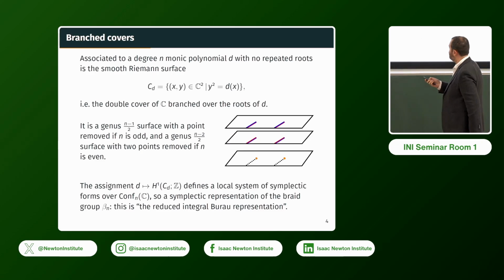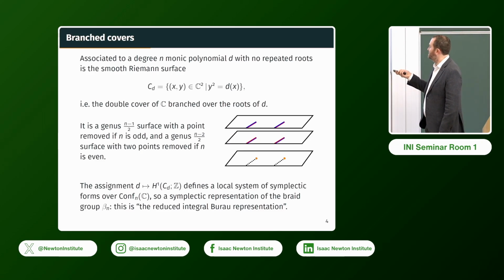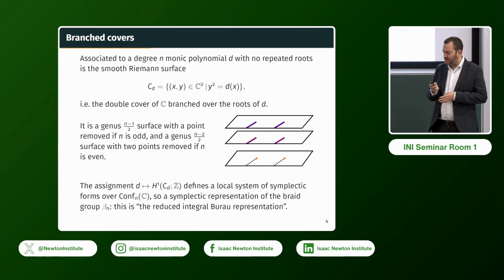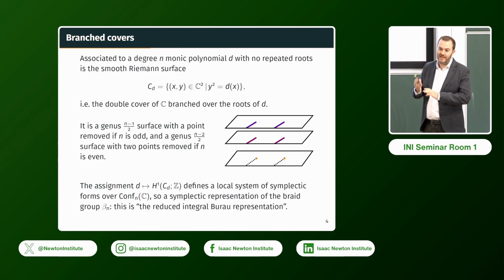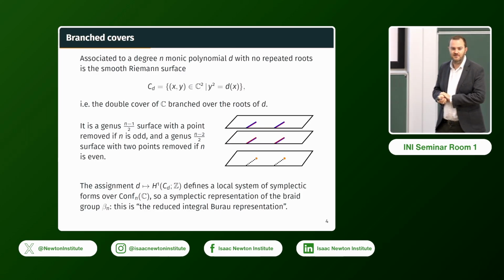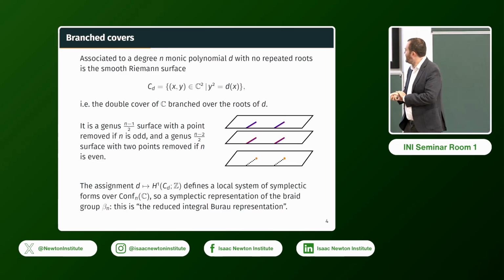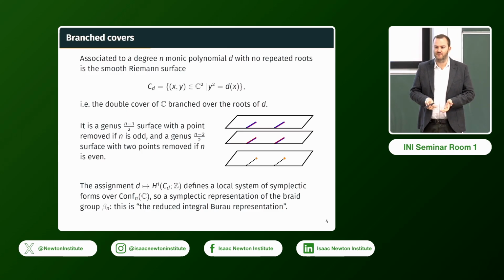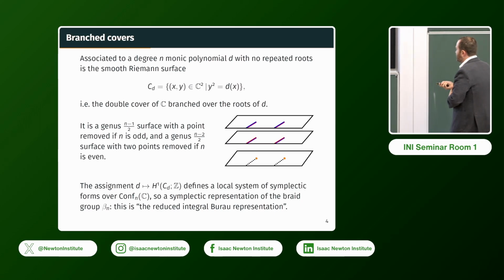So that gives me, for every point d, so d is a point in the space of polynomials, an abelian group. But because it's the first cohomology of a surface, it has a bit more structure. It has a so-called symplectic form on it. Intersecting or taking cup product of things on the surface gives a skew-symmetric form on this abelian group. So what I have is a local system of symplectic forms over the space of polynomials. That's the resulting data. And this has a name.